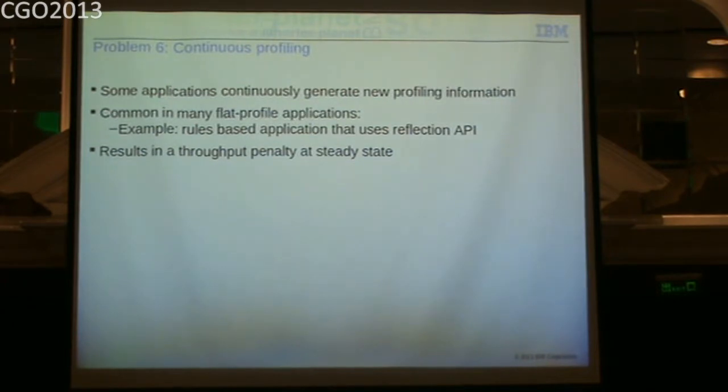The last problem we came across was the problem of continuous profiling. So some applications would continuously do profiling. So this is common in many flat profile applications. So one example might be an enterprise application that uses like a rules-based system to drive business logic. So they might use the reflection API to generate new classes and new methods, and then shortly throw them away, and it would continuously do this. So this caused a throughput penalty at steady state.